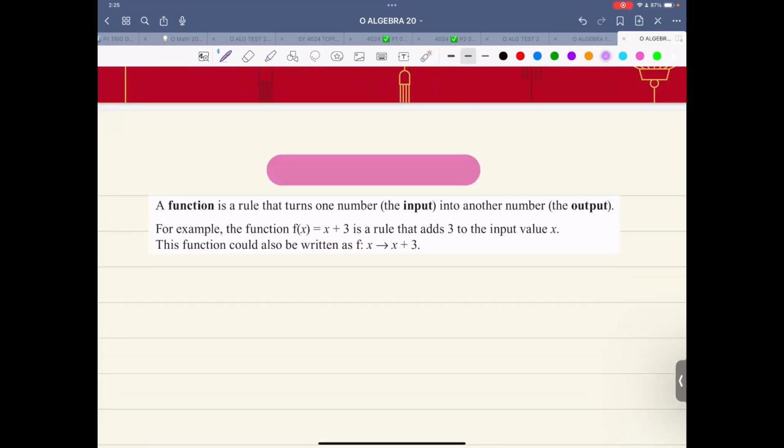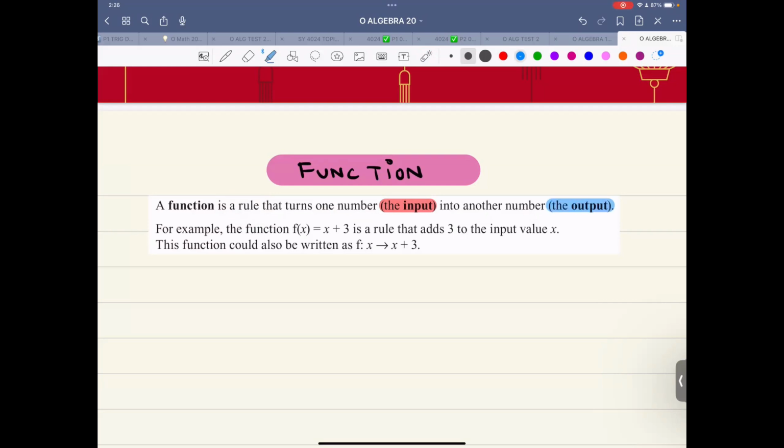What is a function? The word suggests that there is some kind of work involved. A function is a rule that turns one number into another number. The number that we plug in is called the input, and the number that we obtain is called the output.